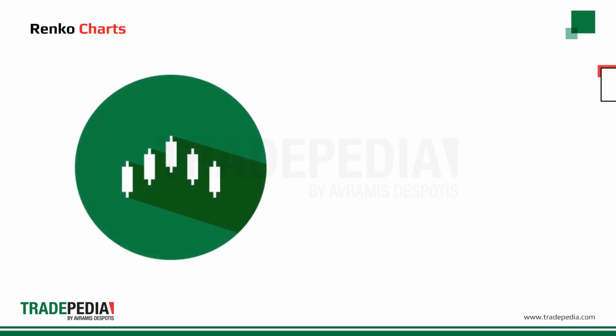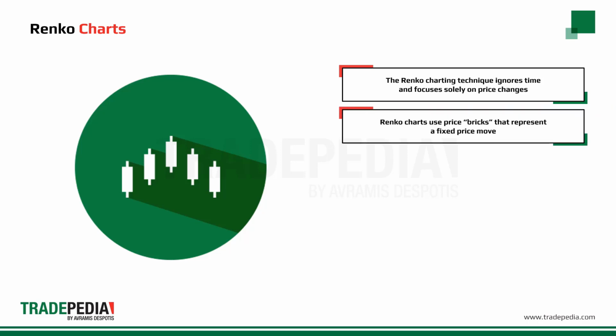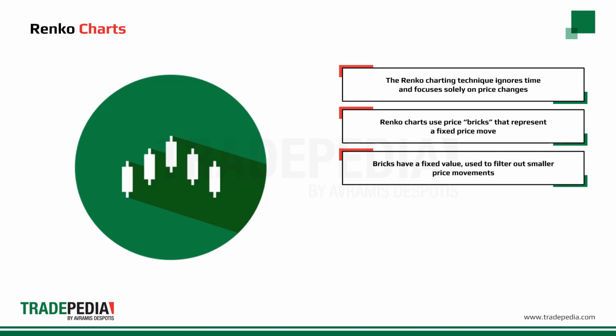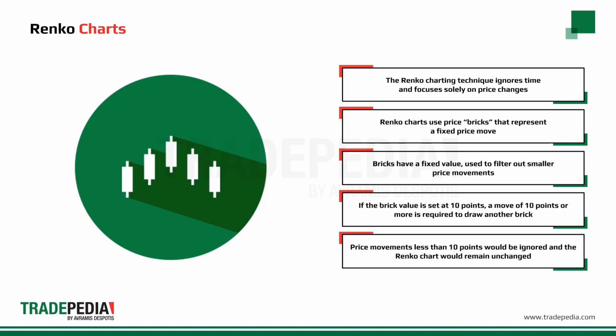Like point and figure charts, the Renko charting technique ignores time and focuses solely on price changes. Renko charts use price bricks that represent a fixed price move. These bricks are sometimes referred to as blocks or boxes. Bricks have a fixed value used to filter out smaller price movements. If the brick value is set at 10 points, a move of 10 points or more is required to draw another brick. Price movements less than 10 points would be ignored, and the Renko chart would remain unchanged.